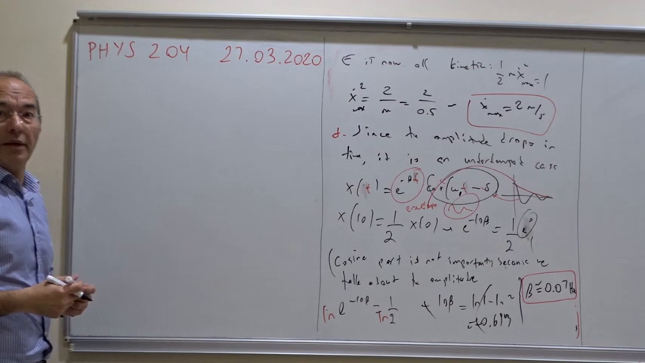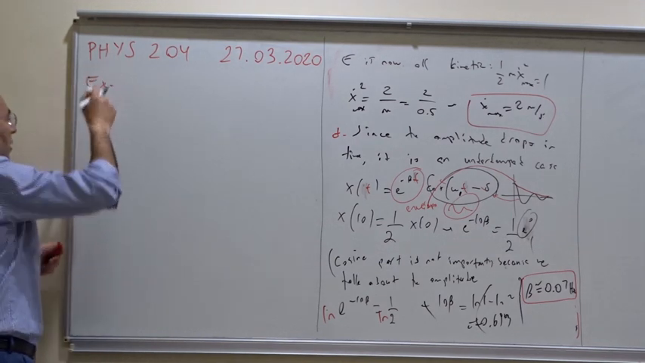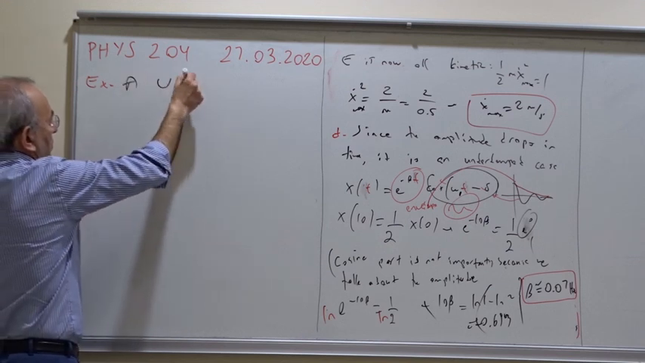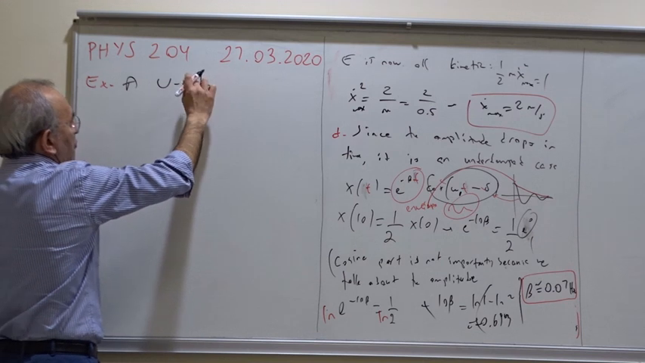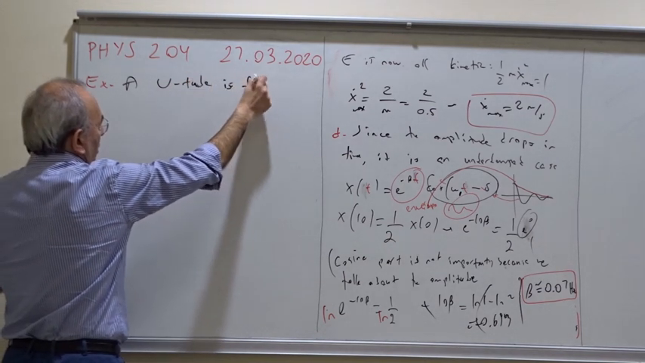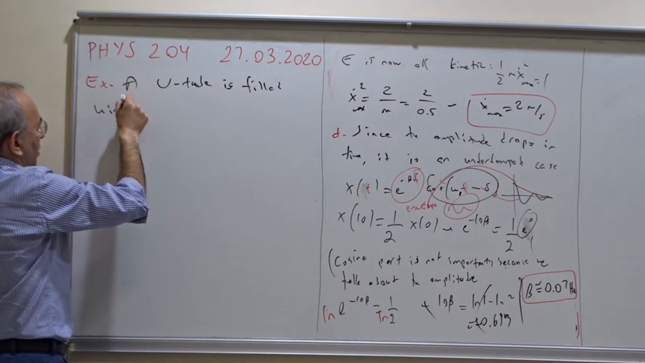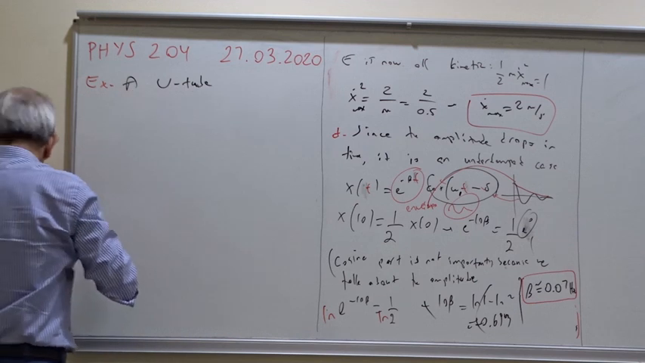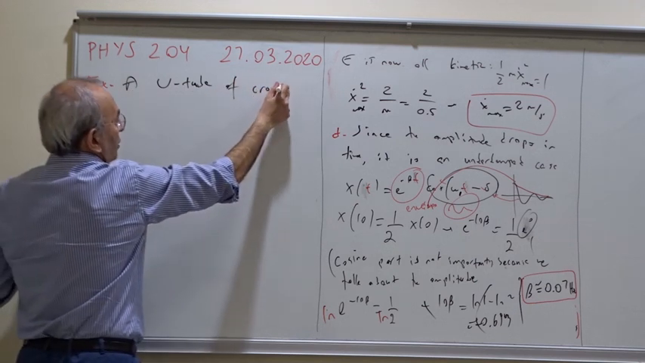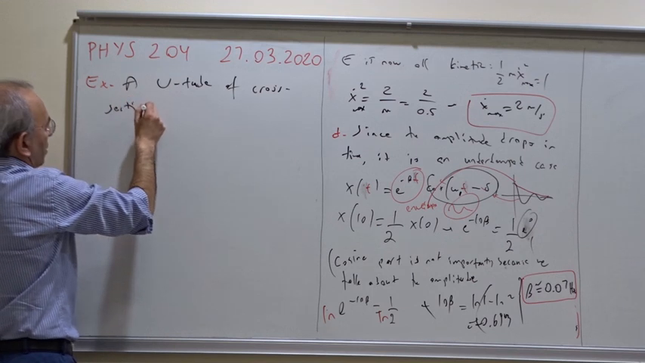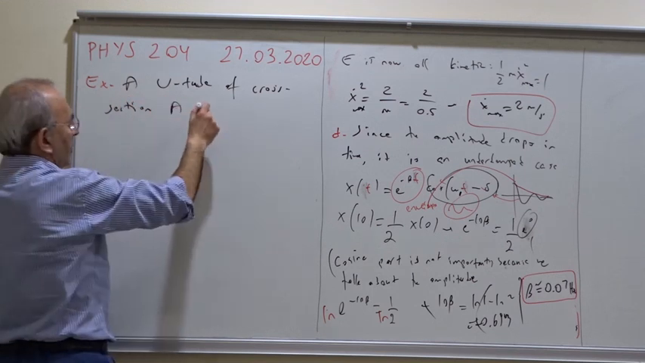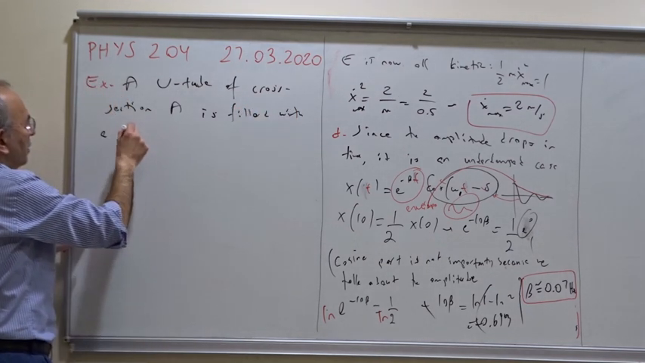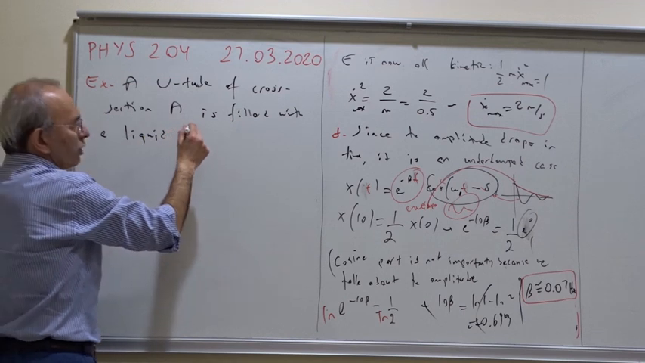Let's have an example. A U-tube of cross-section A is filled with a liquid of total volume V.